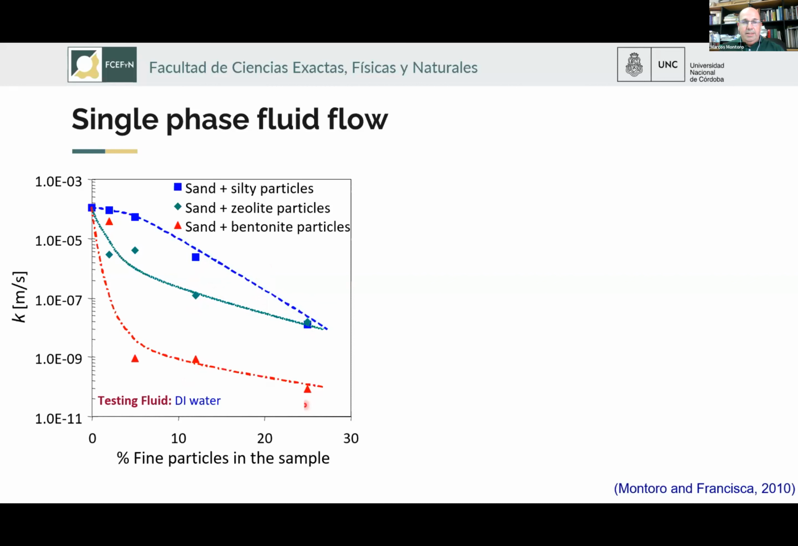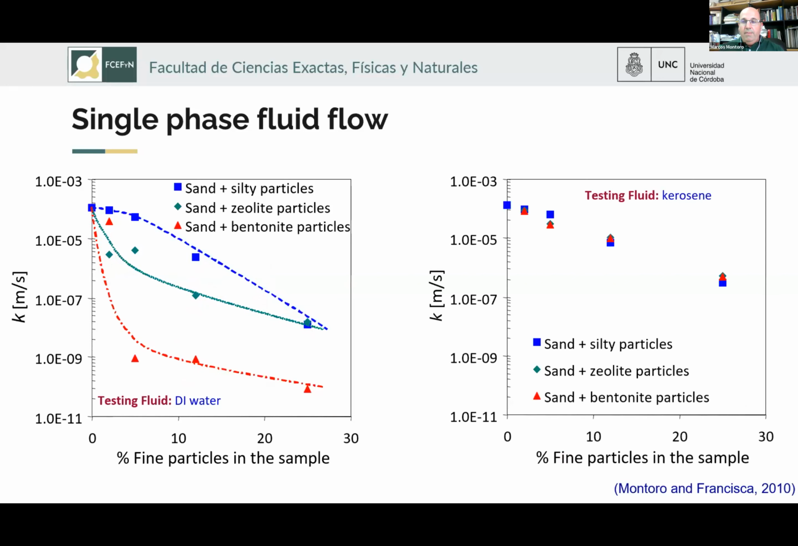We can see that the change in hydraulic conductivity value is more important for fine particles having higher specific surface areas. But when we perform the same test using NAPLs as permeant fluids, we observe that hydraulic conductivity also decreased with the increase in fine particle content of the specimen, but that decrease was not as important as what we observed using deionized water.